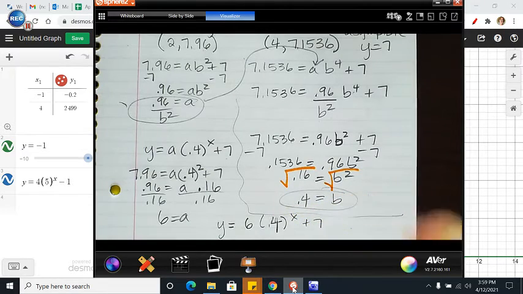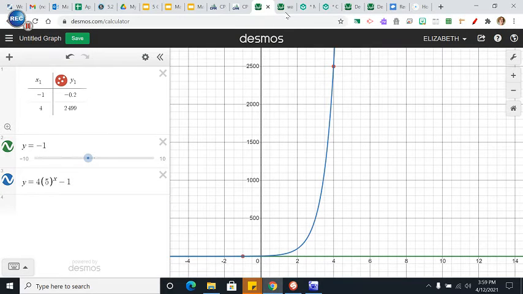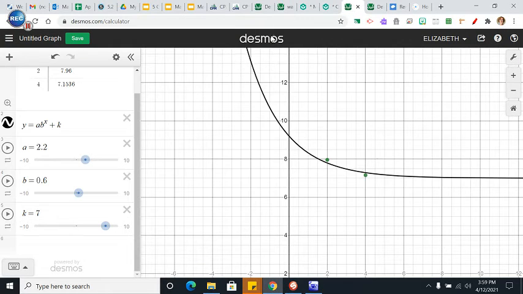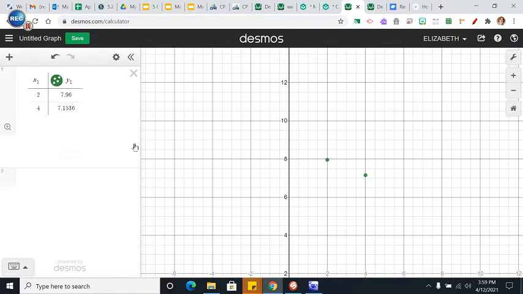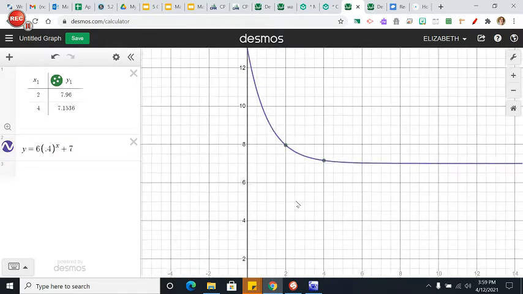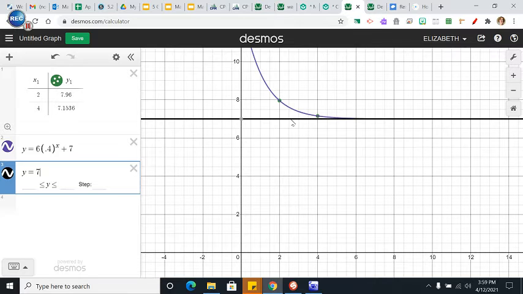And you could check that on Desmos, which I think I've got in here already. Get rid of all this. Okay, y equals 6 times 0.4 to the x plus 7. There it is. Got your asymptote going through 7. There it is right there. There's your asymptote. There we go. Okay.